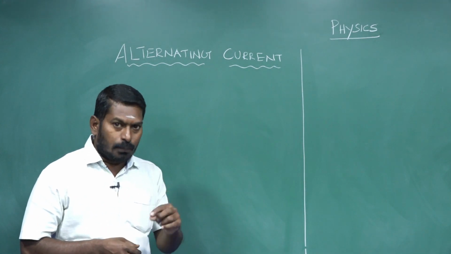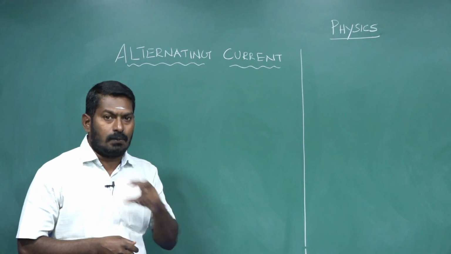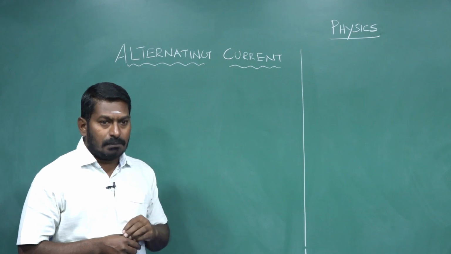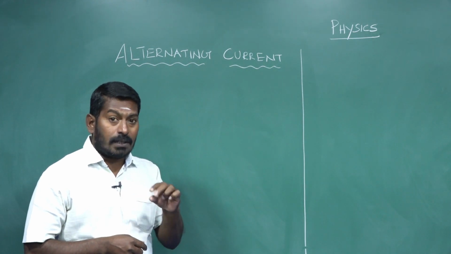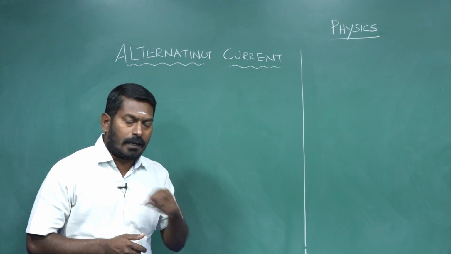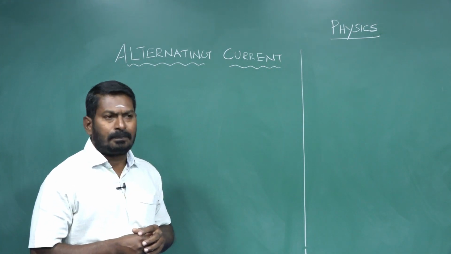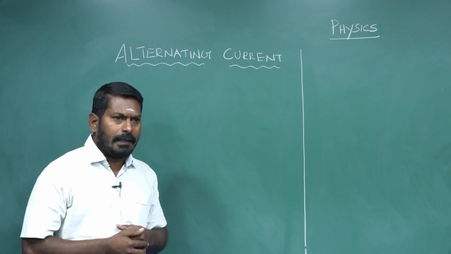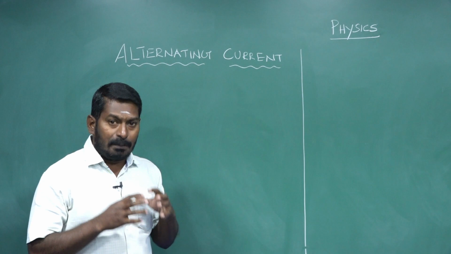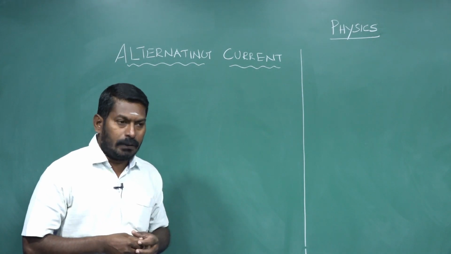So one of the methods to produce induced EMF is changing the orientation of the coil with respect to the magnetic field. That induced EMF is alternating EMF. The resulting current flows in the closed circuit. That current is called alternating current. So, what is alternating current? How do we perfectly define alternating current, or alternating voltage?